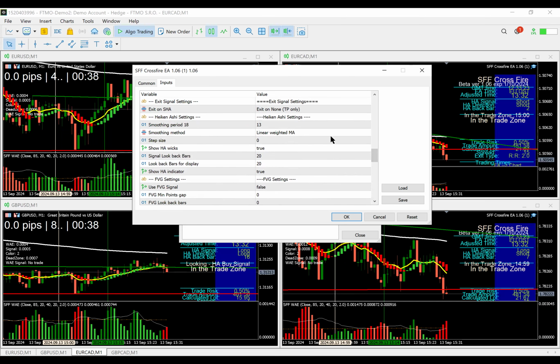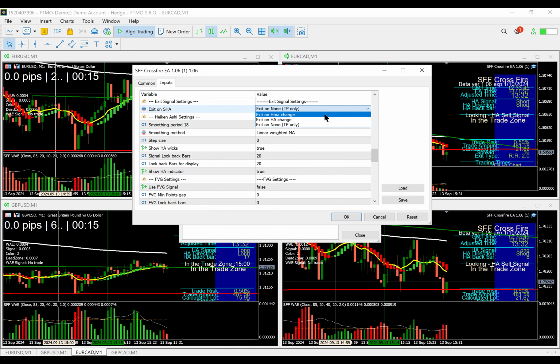Right, the exit signal settings. I've moved this. I think when I was on before, I said I had this set to exit on the change of Heikin-Ashi. So you can toggle that. You can get a drop-down menu. You can ask it to, but that one's not relevant because the HMA doesn't work on the Crossfire trading assistant.